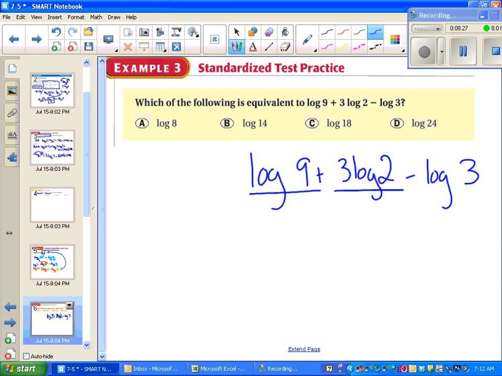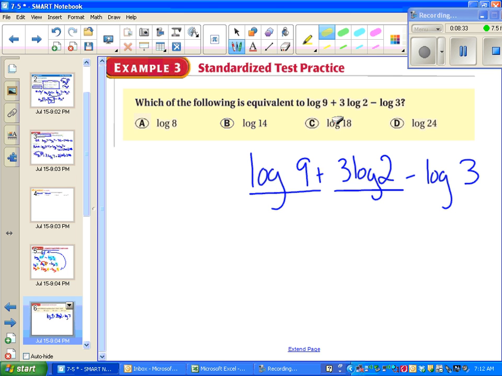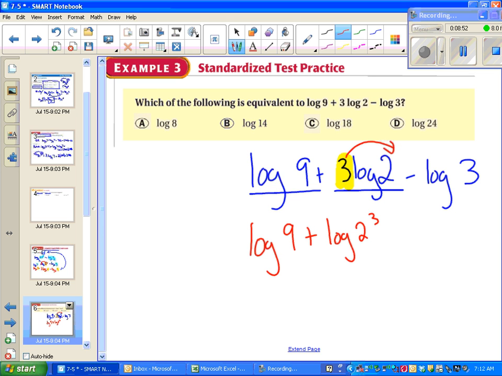So first we use our power property to bring that 3 up. Log base 10 of 9 plus log base 10 of 2 to the third minus log base 3. Now we know what 2 to the third is, so we can figure that out. 2 to the third is 8. Nothing else changes in this step.